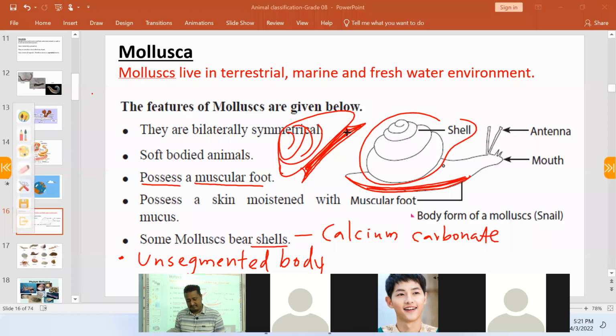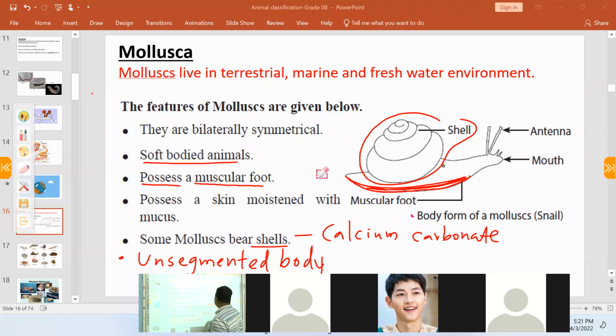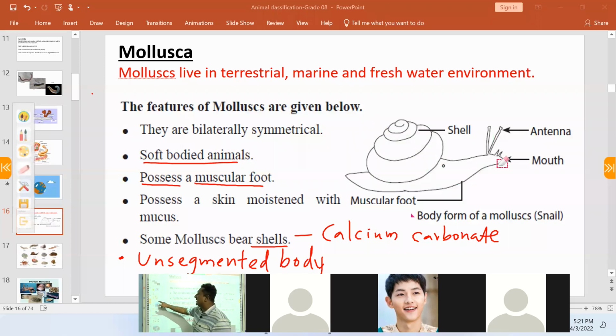How do they breathe? They have breathing organs, not the lungs, but some special breathing organs. They are soft-bodied animals. And what kind of symmetry do they have? They also have bilateral symmetry like us.